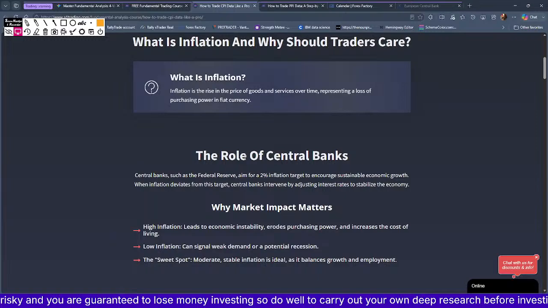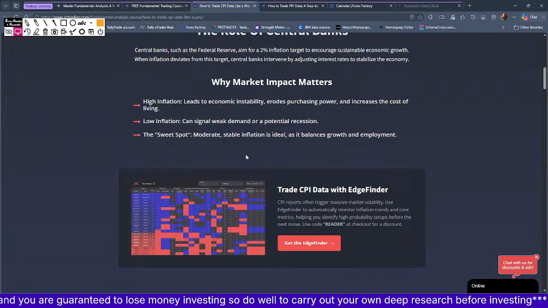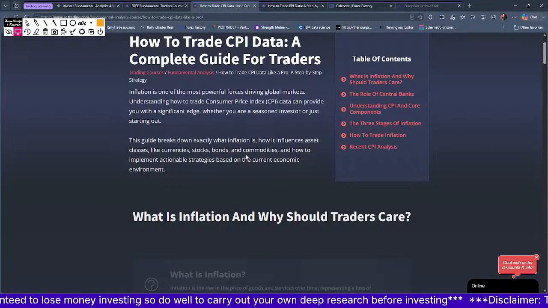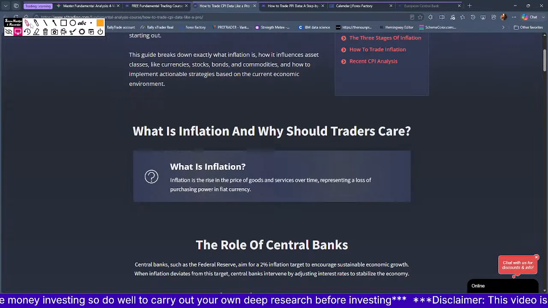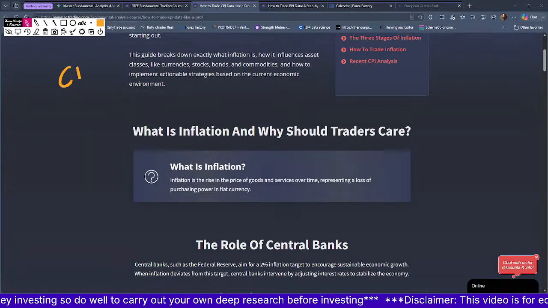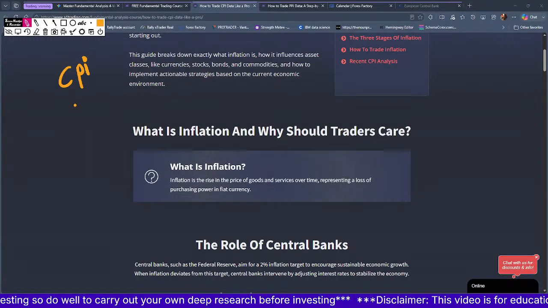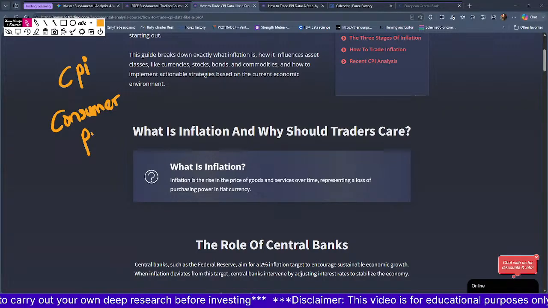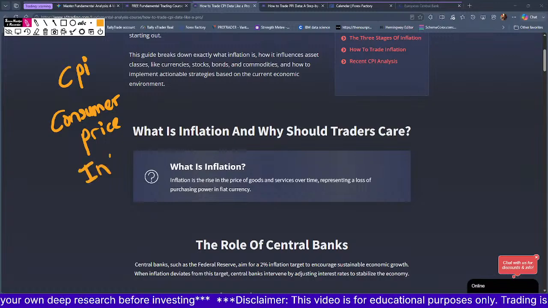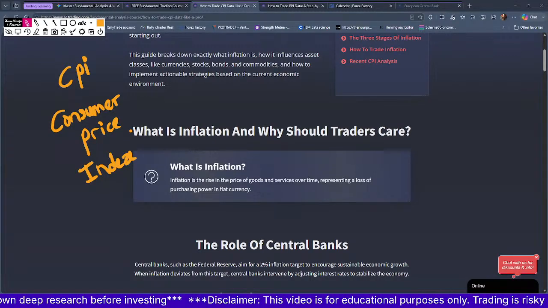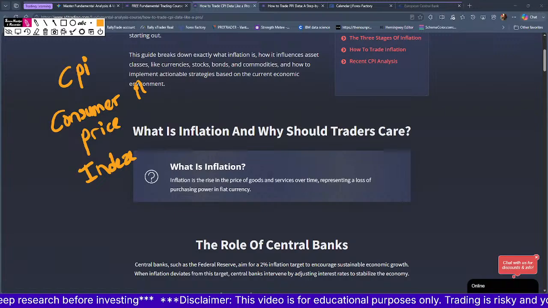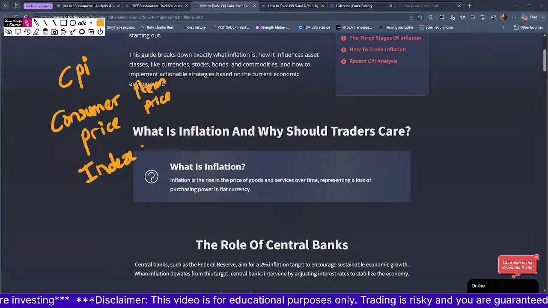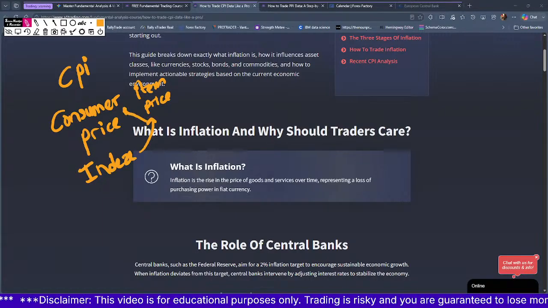Now, how does the consumer price index actually show inflation? You can see it's right in the name. The name is CPI, and it stands for Consumer Price Index. So it's an index of consumer items' prices. That's the price of consumer items.